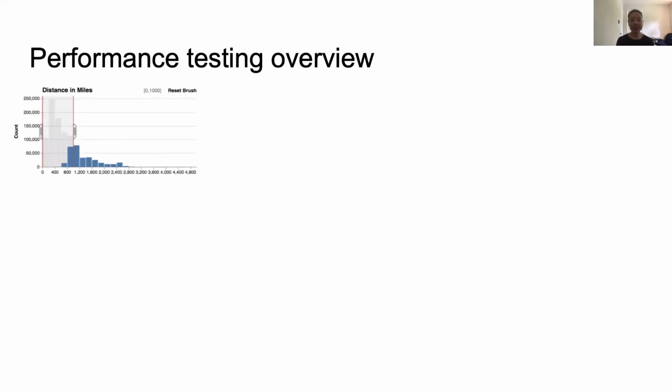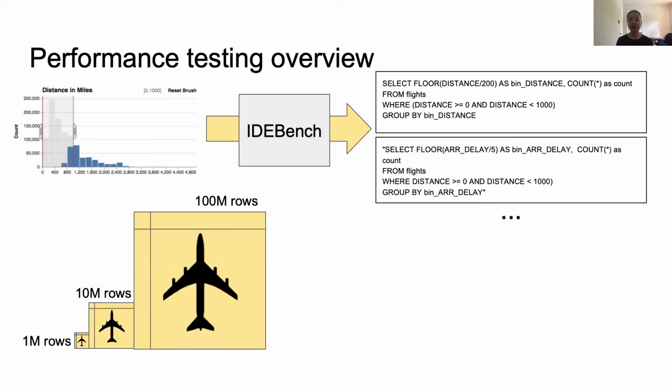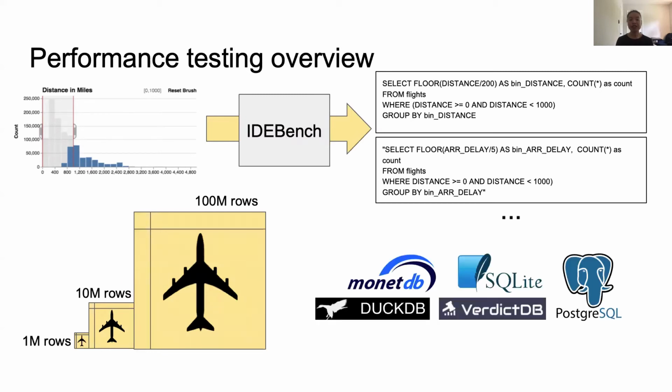So how do we take our interaction data and translate it into SQL queries that can actually be executed on a DBMS? To do this, we use IDE Bench. Specifically, we took our interaction data and wrote specifications that IDE Bench could interpret and then use that information to translate our interaction data into SQL queries automatically. We also used the data generation feature of IDE Bench to scale our data sets up or down for performance testing purposes. And we tested 3 different data set size cases: 1 million, 10 million, and 100 million rows. We also tested with 5 different DBMSs as part of running our benchmark.